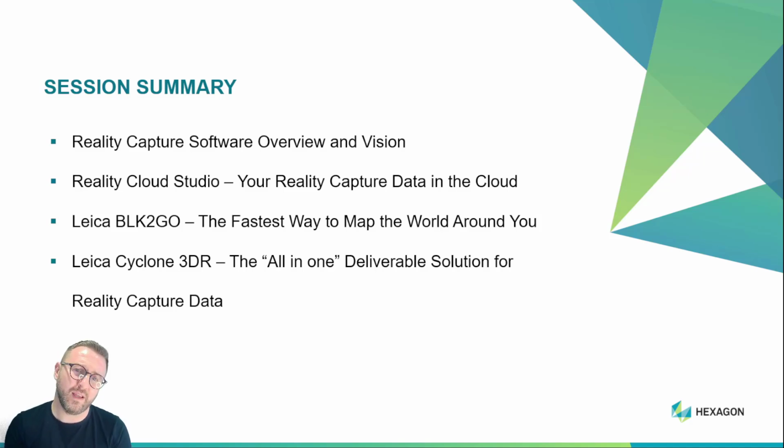Then Gianni covered the Leica BLK2GO. Genuinely an incredibly simple solution, delivering fantastic results. The one thing I would say as well is the mesh results that we get from Reality Cloud Studio with BLK2GO data is really good. And that goes for BLK Arc, BLK2GO, BLK2Fly, some really, really nice data when we upload our B2G files directly there. And then Yannick covering Leica Cyclone 3DR.